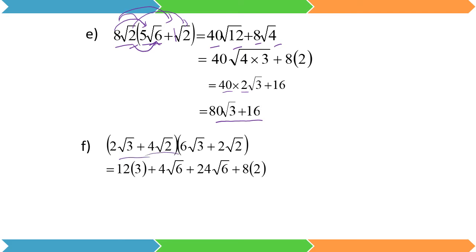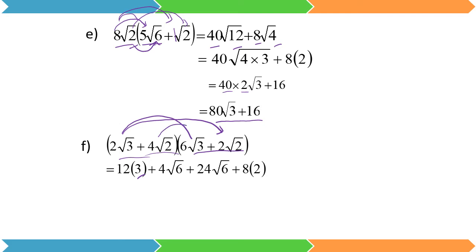So for question F, we have these two expressions here. What we have to do, as usual, is expand. 2 surd 3 multiplied by 6 surd 3. So surd 3 multiplied by surd 3 will be 3 directly. 2 multiplied by 6 is 12. And then the next one is 2 surd 3 multiplied with 2 surd 2. So 2 multiplied by 2 is 4. Surd 3 multiplied by surd 2 is surd 6.